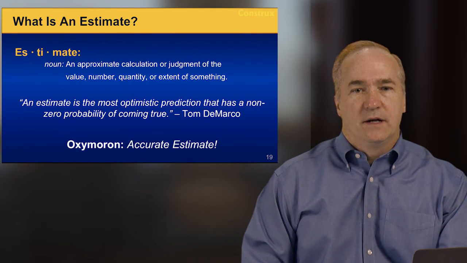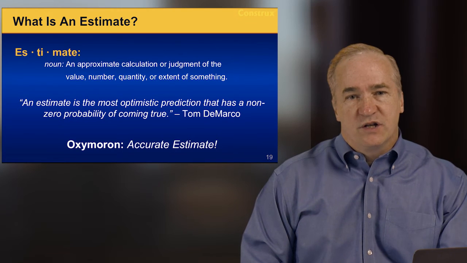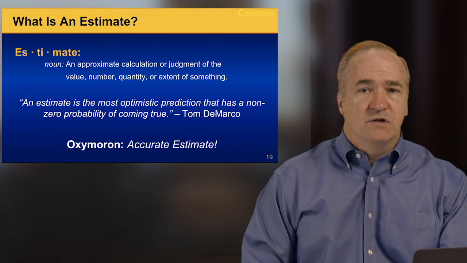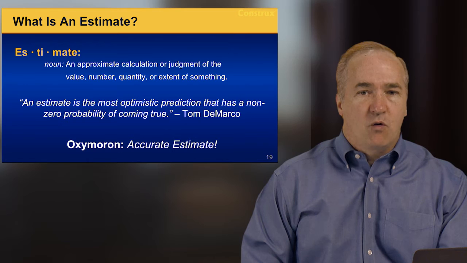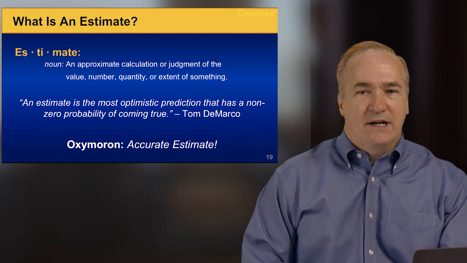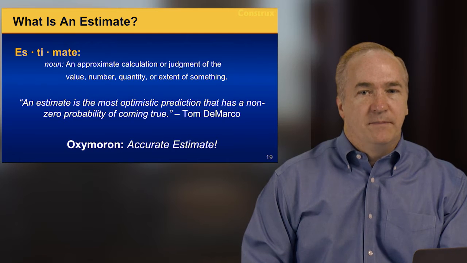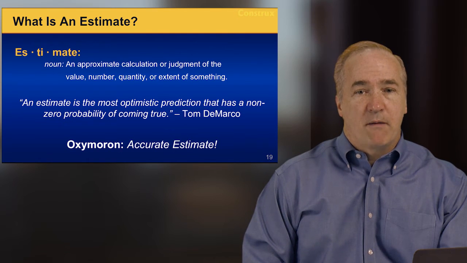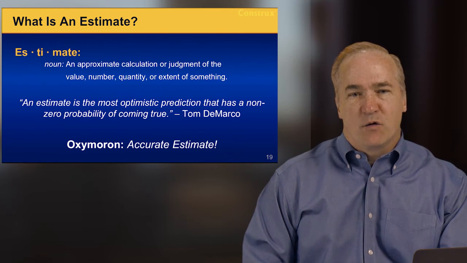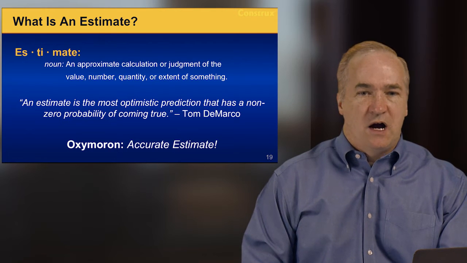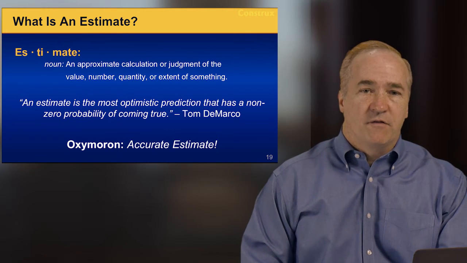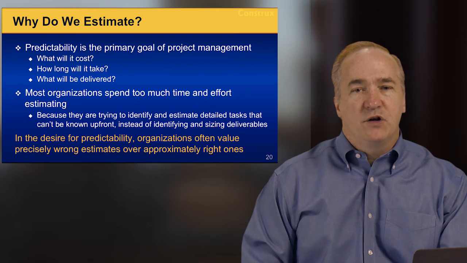So let's talk about why we even estimate. What is an estimate? An estimate, according to the dictionary, is an approximate calculation or judgment of the value, number, quantity, or extent of something. That's led people in this industry to say that actually an estimate is the most optimistic prediction that has a non-zero probability of becoming true. And so we tend to think of accurate estimate as an oxymoron in this industry, but that's far from the truth.